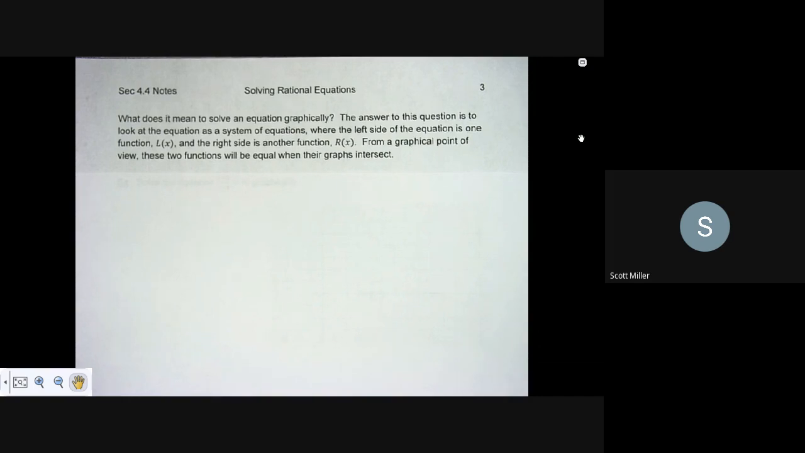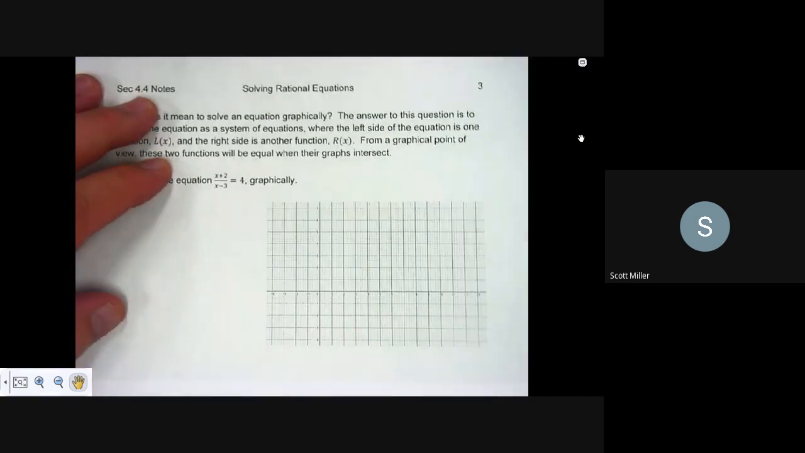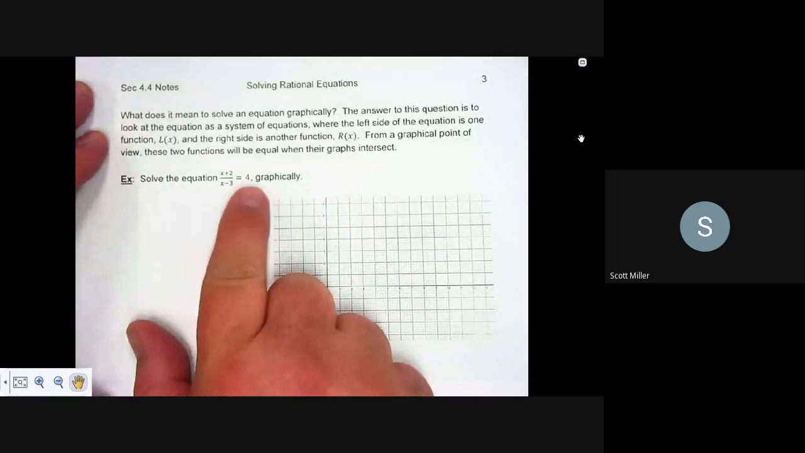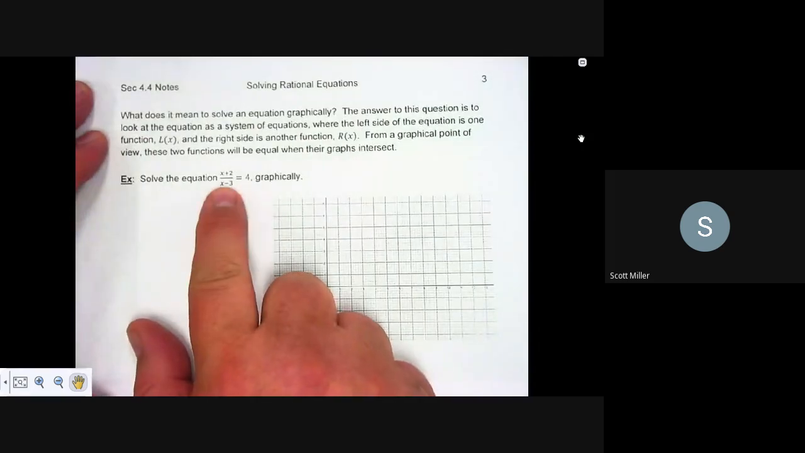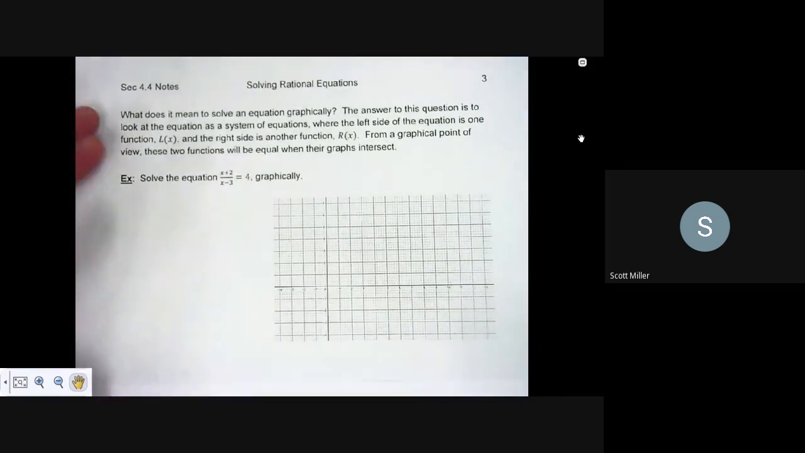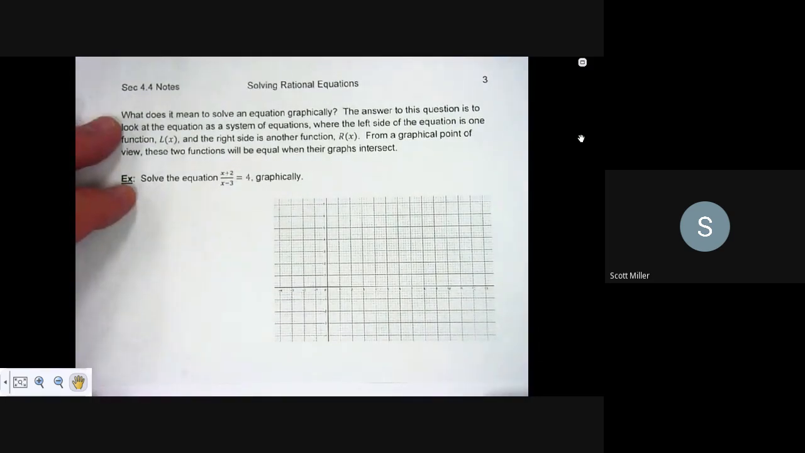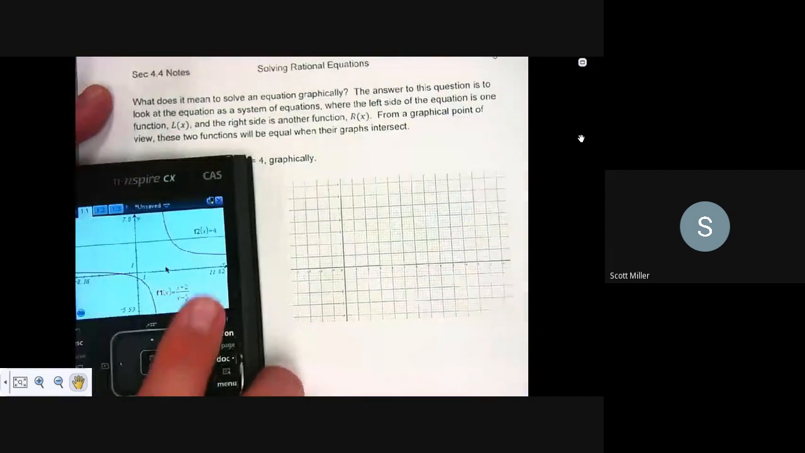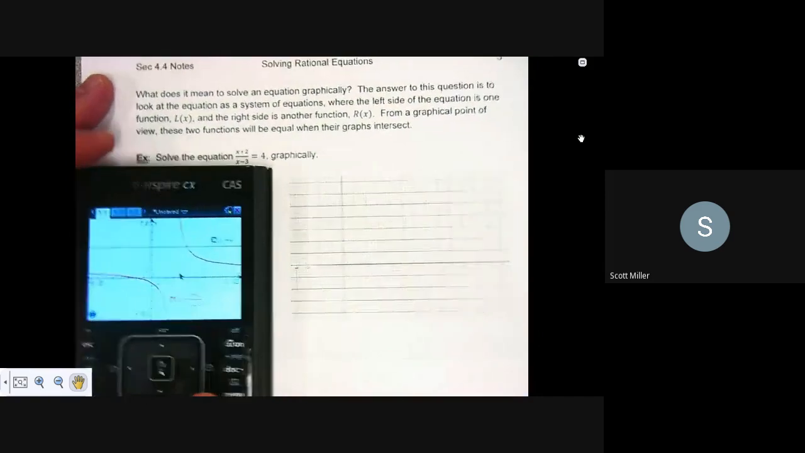So here is an example we're going to do. I have this equation. Here's the left side, here's the right side. On a graphing calculator, whether in Desmos or on one of the TIs in class, you can actually graph both of these on the same coordinate system, as in this case right here. So I graphed it on the calculator so you can see what it looks like.